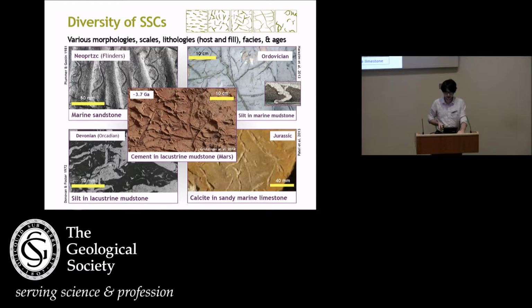Now, these are very diverse features. They are by no means reducible to a simple description in the way that desiccation cracks are. They adopt a very wide range of morphologies, scales, lithologies, both in terms of the host sediment and the infilling material, which can be a cement or it can be clastic, and in the facies in which they occur, and they are found throughout the history of the Earth. There are these so-called Manchuriophycus type sinuous cracks in ripple troughs, which is fairly common in pre-Mesozoic sandstones.